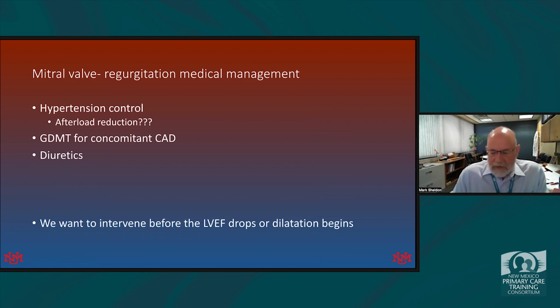The old adage used to be you had to have them on an afterload reducer. The problem is you will never be able to reduce their afterload, say with an ACE inhibitor or hydralazine or something like that, enough to reduce the amount of regurgitation. If you think about it, the left atrial pressure, even when it's overloaded, is probably in the mid to high 20s. And unless you lower the mean aortic pressure to the mid to high 20s, you're not going to appreciably change how much blood is being regurgitated.